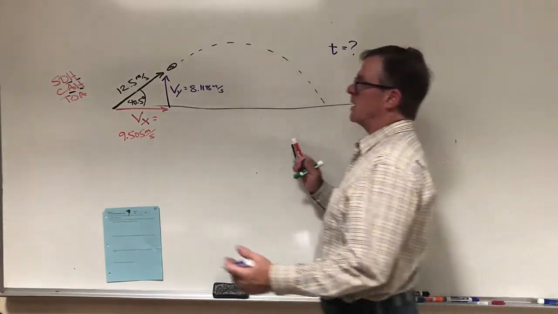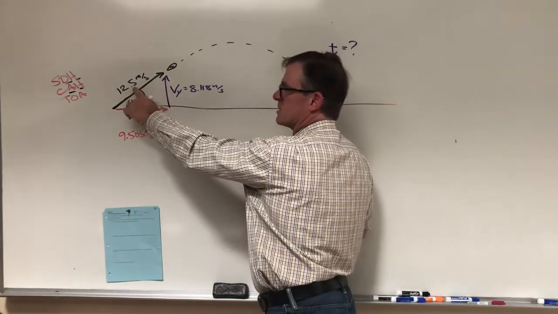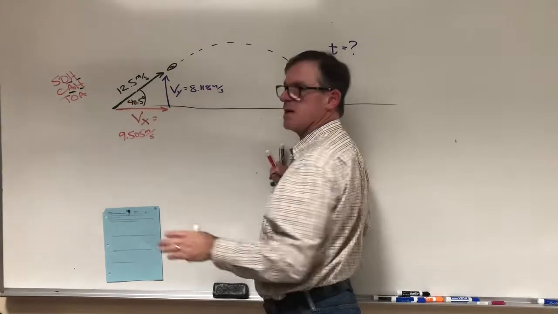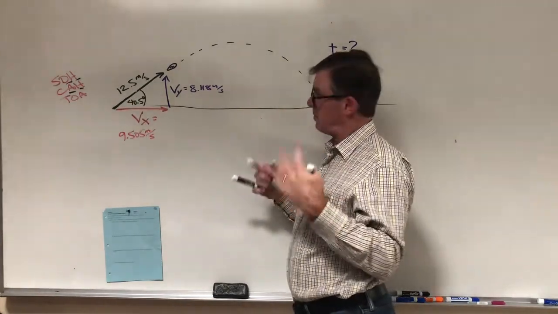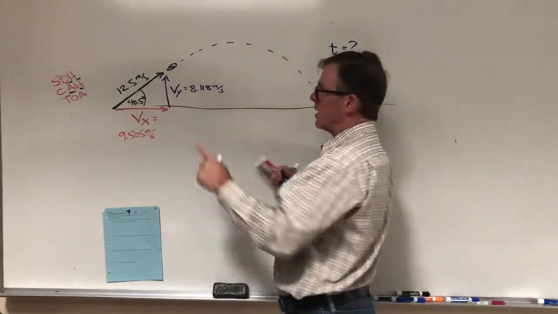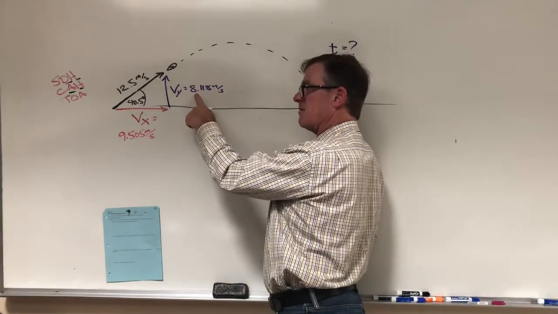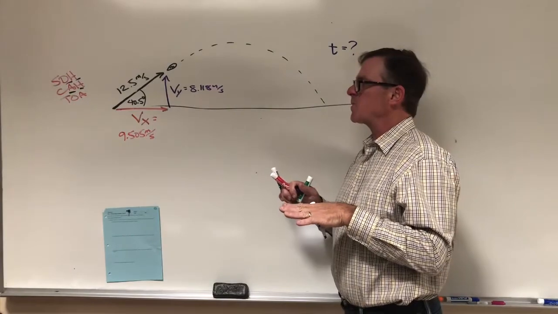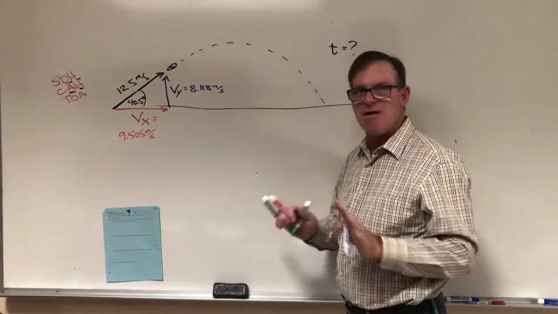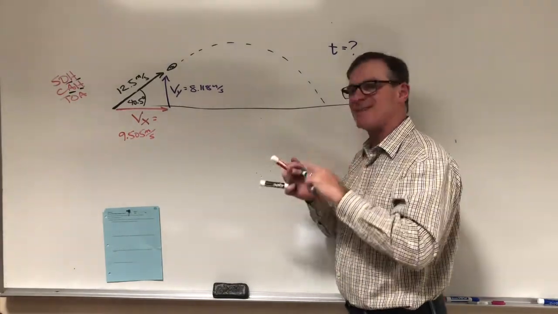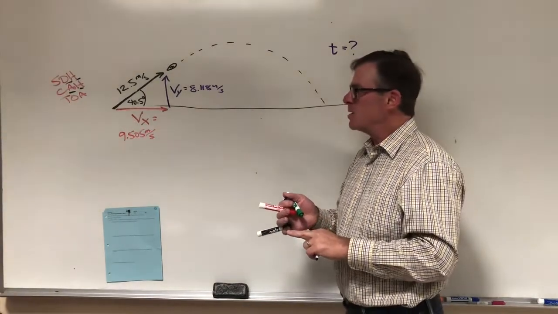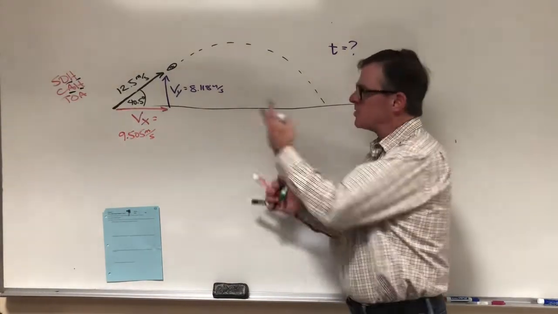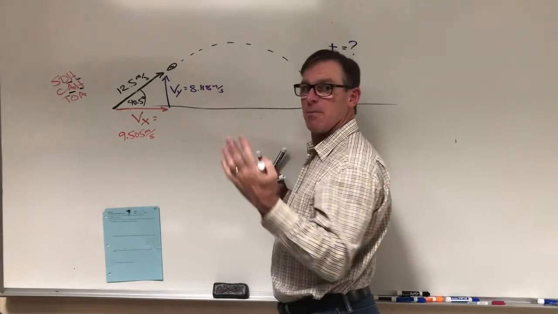But it turns out that we can't use this velocity to do that because it's partly vertical and partly horizontal. In fact, 8.118 of it is vertical and 9.505 of it is horizontal. But we can't use the 12.5 ever for finding things like the time and the height. So I'm going to ask you, which of these two velocities do you think gets it up off the ground?